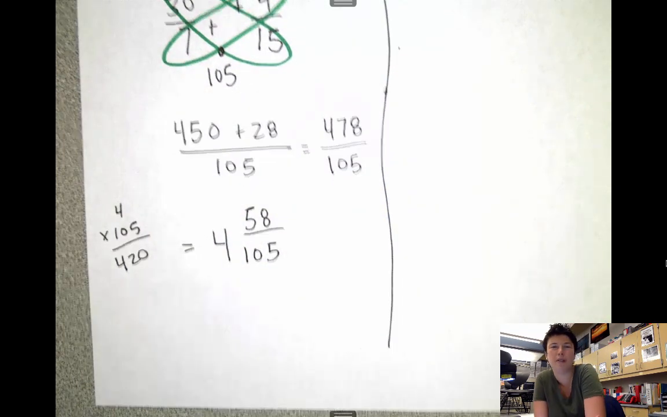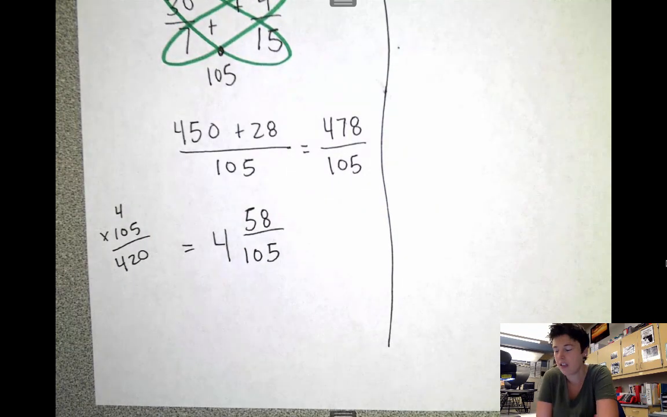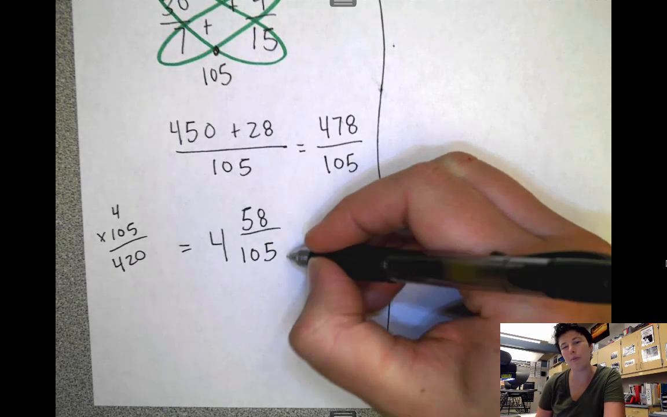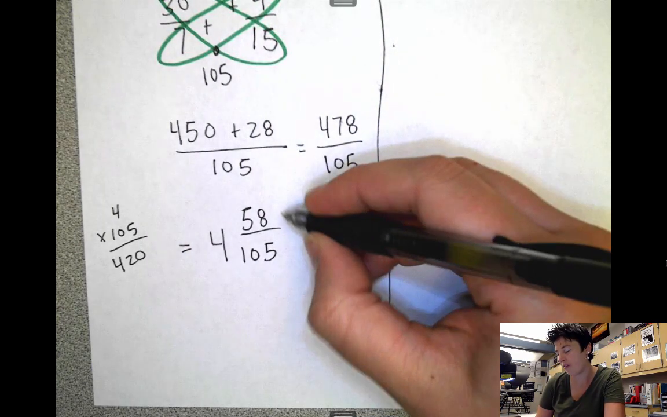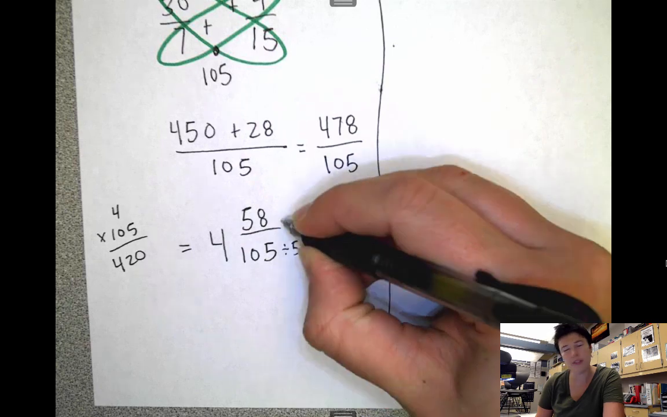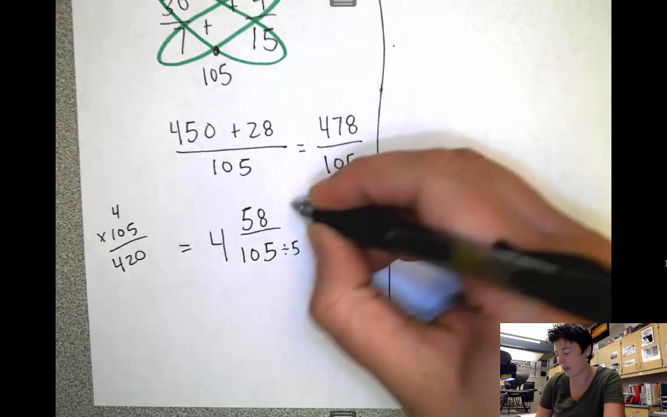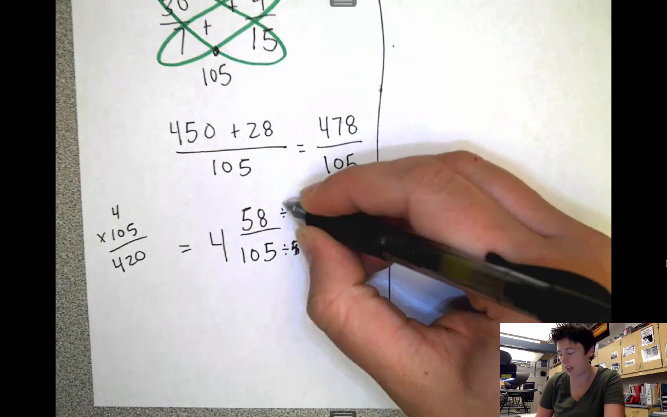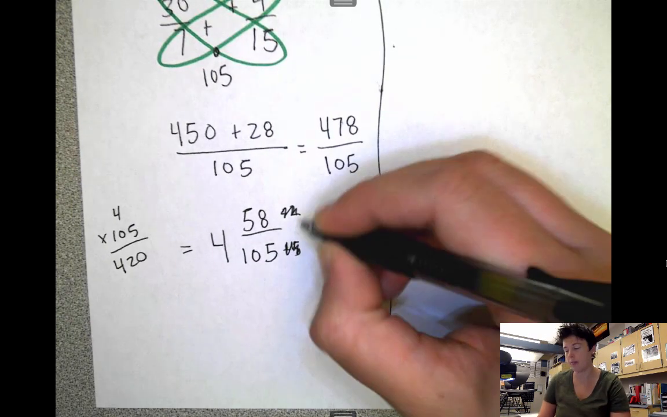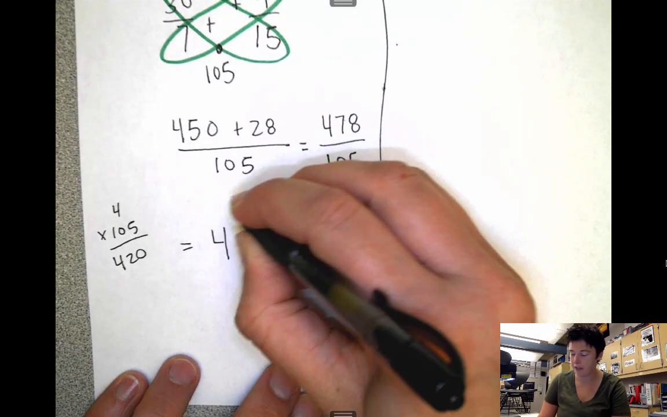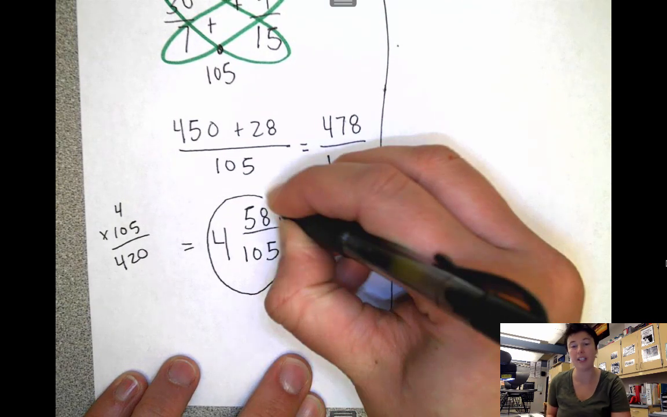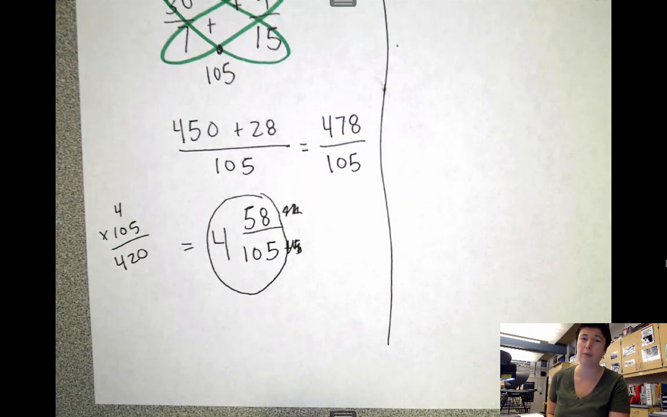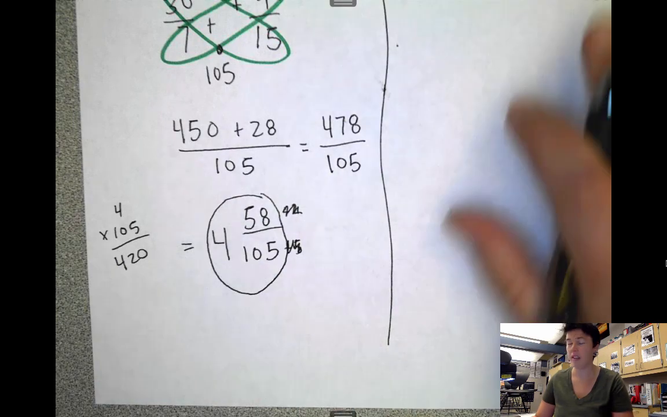I'd really like to reduce that fraction down and simplify it, but I don't know if there's anything that these both simplify by. I could divide by 5, but 58 doesn't divide by 5. And I could divide by 2, but then 105 wouldn't divide by 2. I don't think this is going to work. I think we are simplified. So 4 and 58 over 105 is our answer. Hopefully that's what you got when you did it yourself. Let's check out the other one.